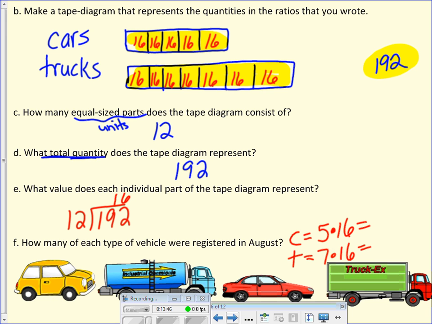Good thing we practiced our long multiplication in our do now. So it's almost like I knew what was happening. Okay. So, what's 5 times 16? 80. So there were 80 cars. And what's 7 times 16? I'm going to go with 112.